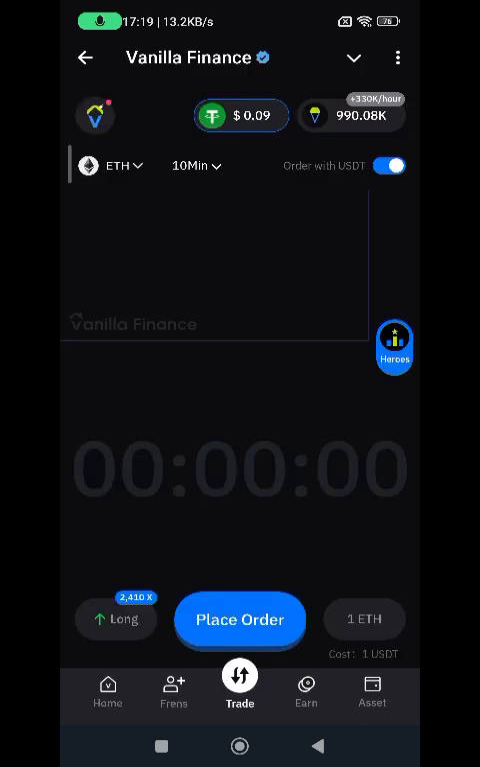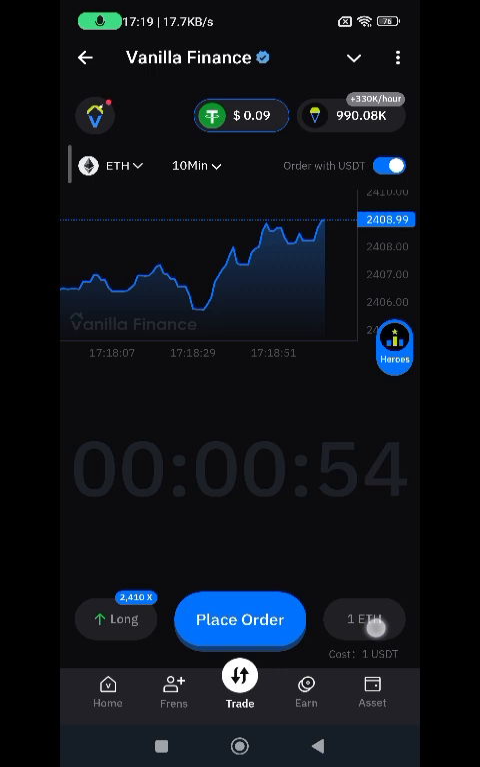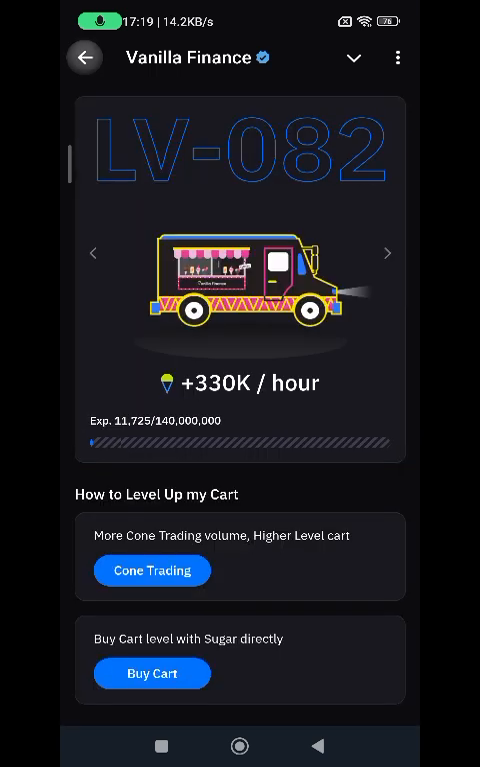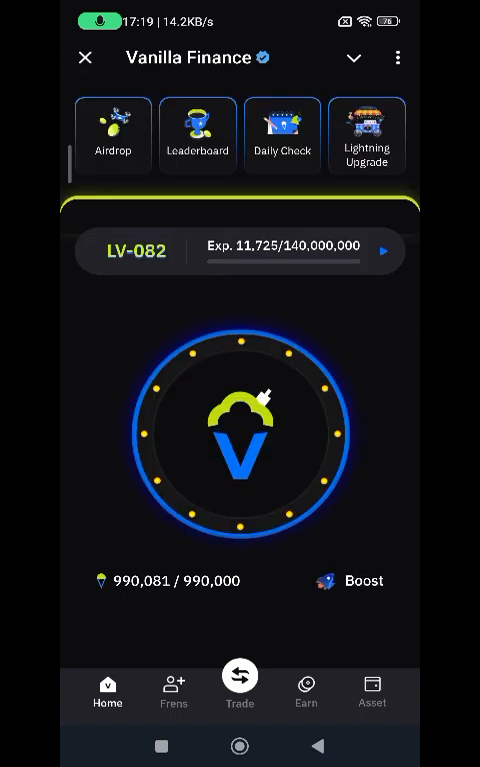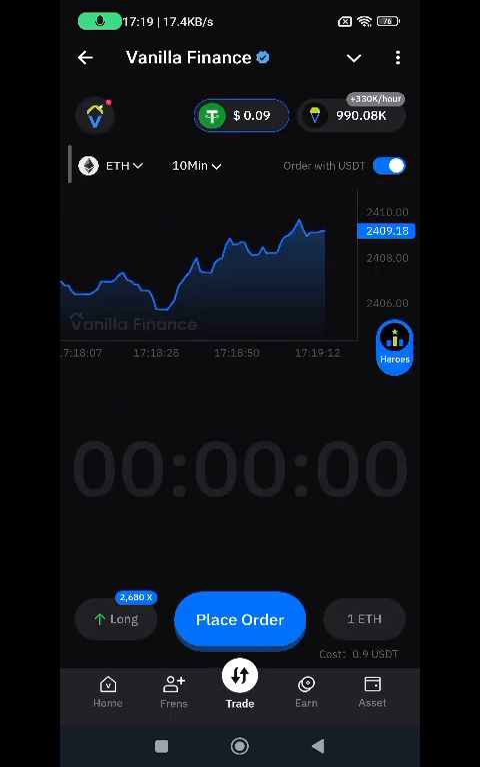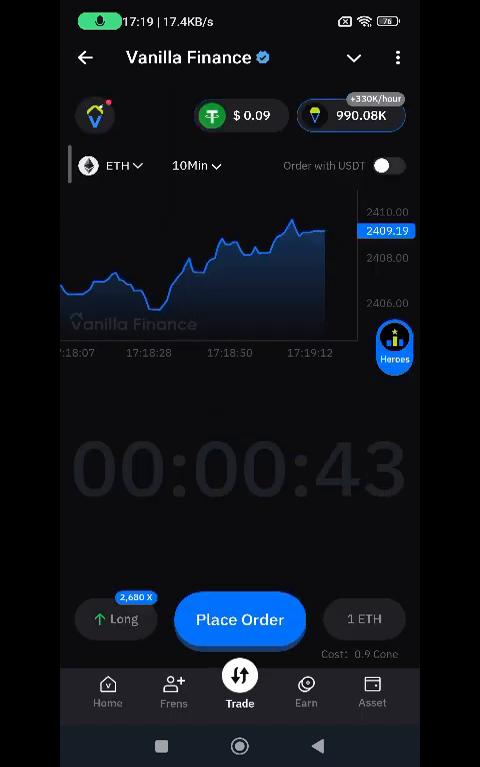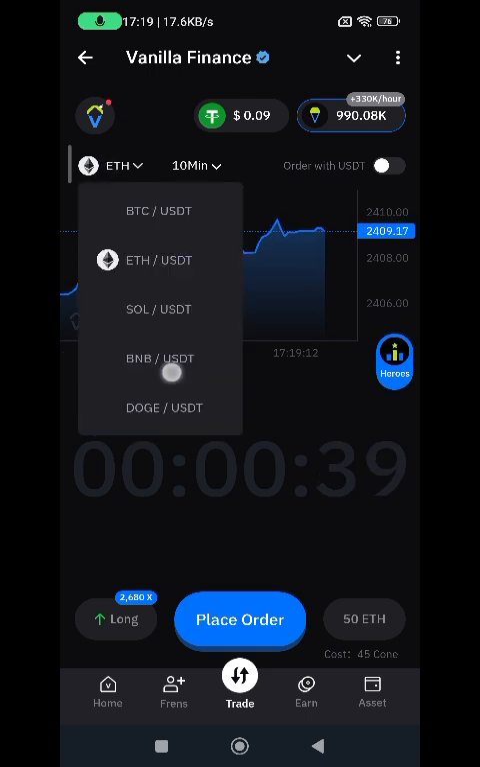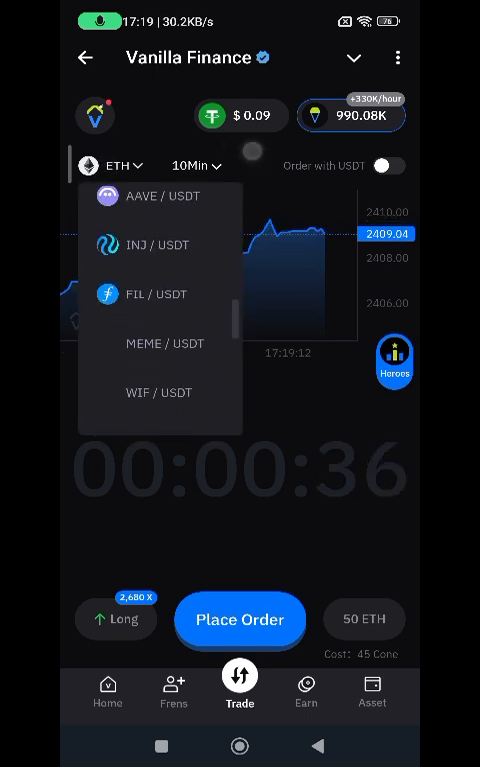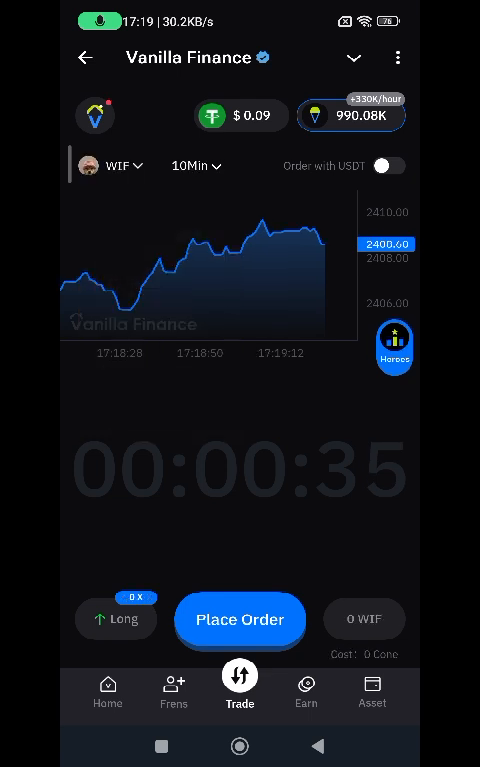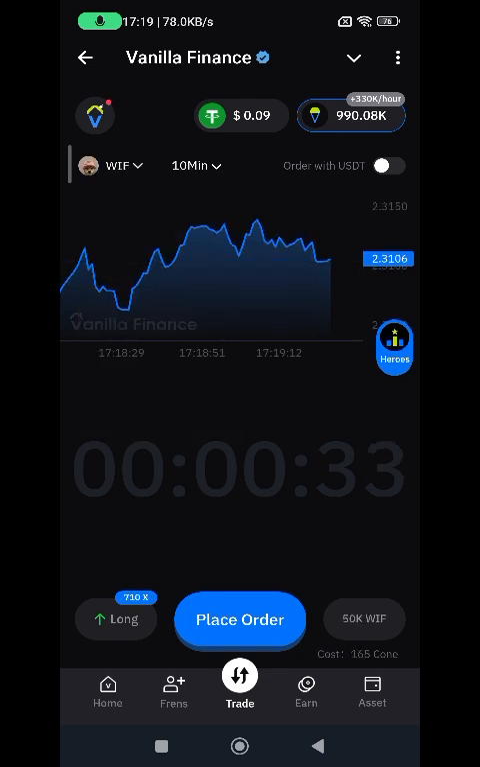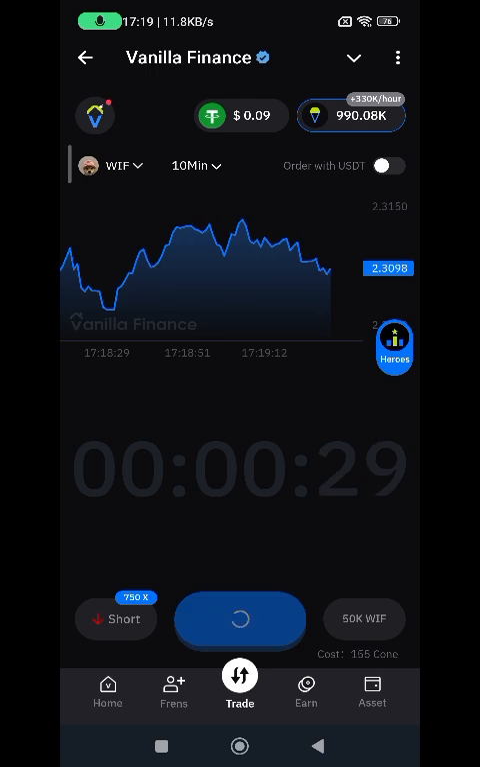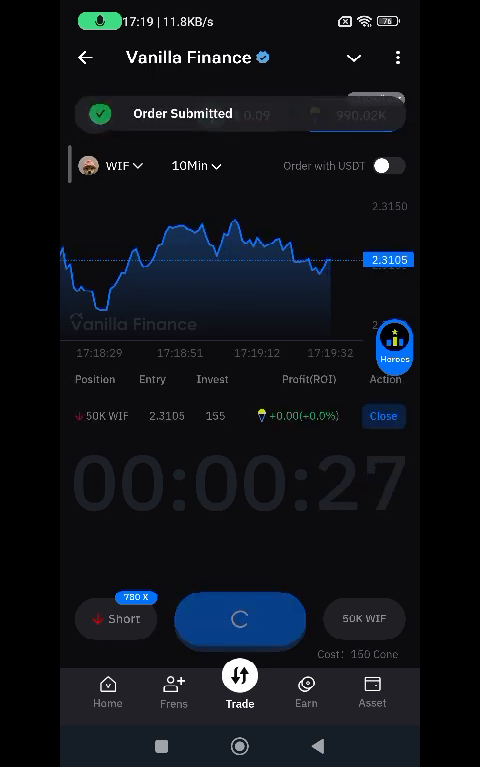For illustration purposes, let me change it to coin. I would like to just use up some of my coins in taking some trades. Let me use a meme token. I think I'd like to use WIF. Okay, so I would like to place, let's say, about 10 trades.